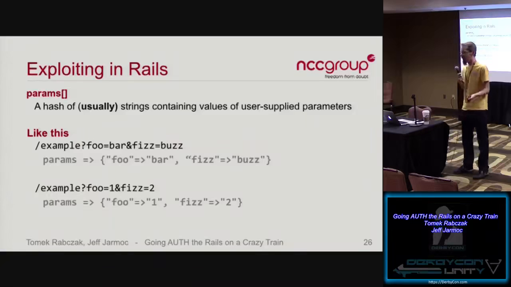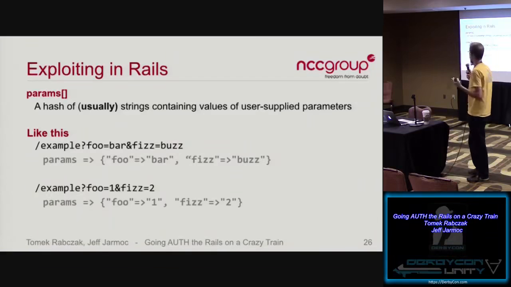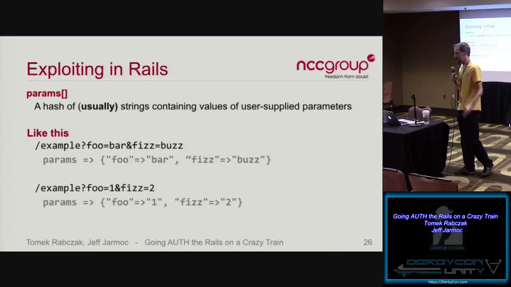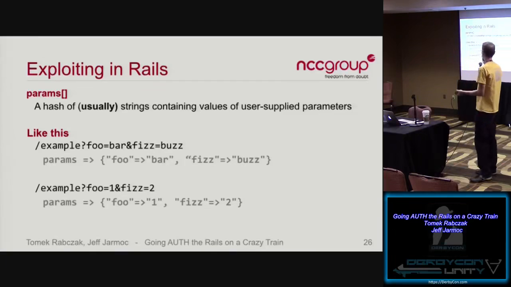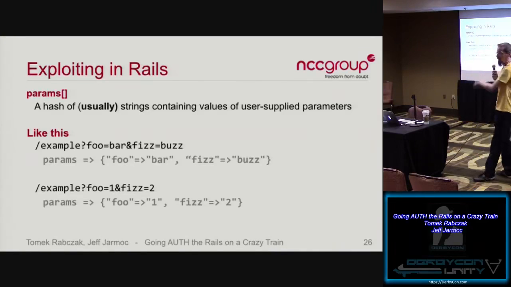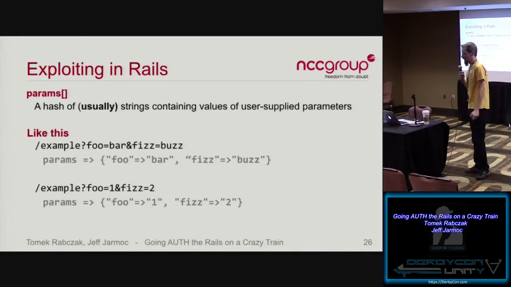But anyway, how do we exploit this in Rails and in Devise? In Rails, there's this hash called params that's usually a bunch of strings that are the user's URL parameters. So if you've got a query with foo=bar and fizz=buzz, you get a params hash where foo is bar and so on. If you pass integers, as in the second example there, it's interesting to note that those are quoted, so they're strings. Even though it's an integer value, it's handled as a string in the params hash.